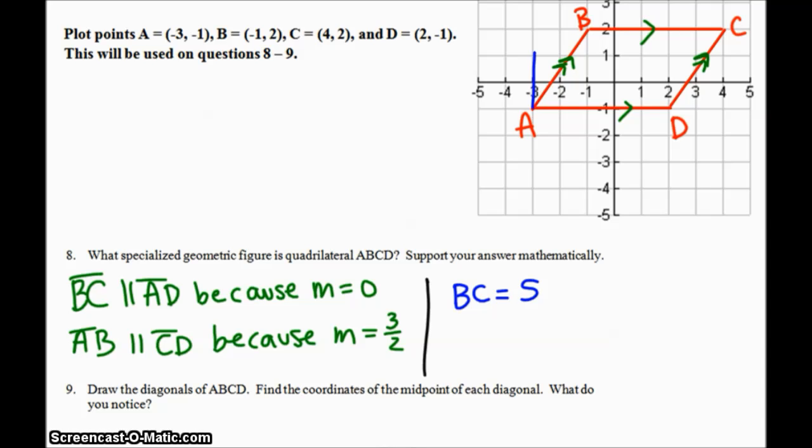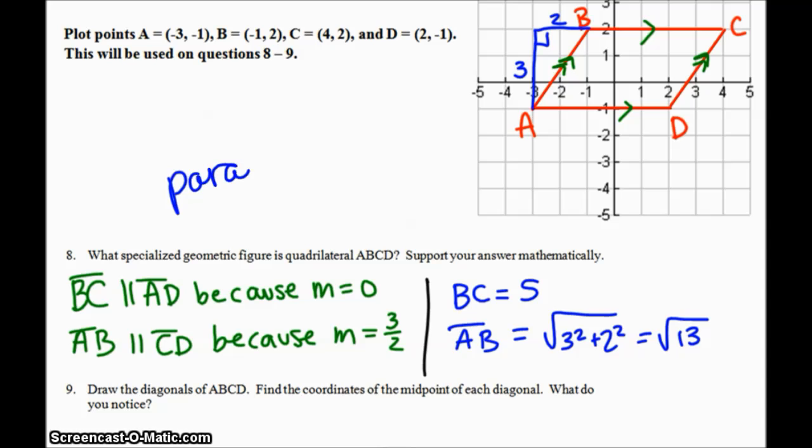AB, remember we can use Pythagorean's theorem. So this is 3 squared plus 2 squared, and you would square root that. So AB is the square root of 3 squared plus 2 squared, okay? And that would give me the square root of 13. Because 5 and 13 are not the same, this is not a rhombus, therefore it is a parallelogram.